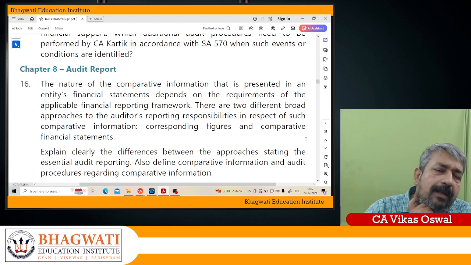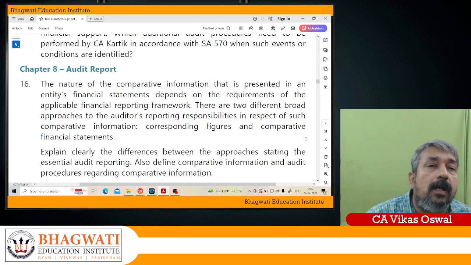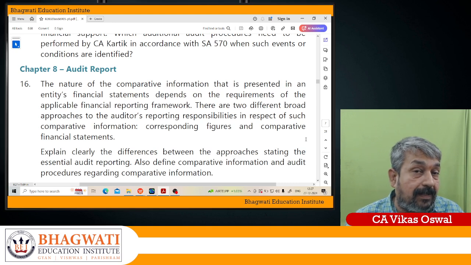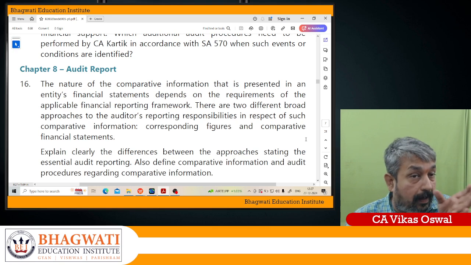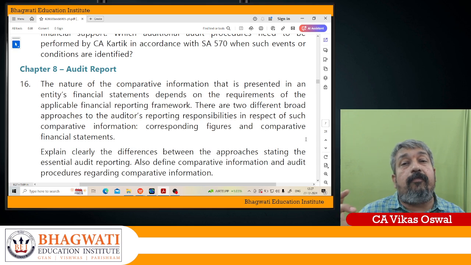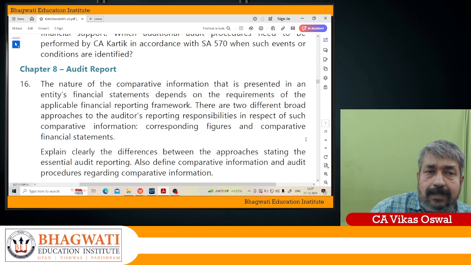Remember that. Whereas in case of comparative financial statements, the auditor's opinion will refer to both the current period financial statement as well as the comparative financial statement, both the periods. See, for example, if you're doing the audit of 24-25, 24-25 will be the current period financial statement. So the opinion will refer to the current period as well as the prior period, that is 23-24. To that period also the opinion will refer. That's how you differentiate.